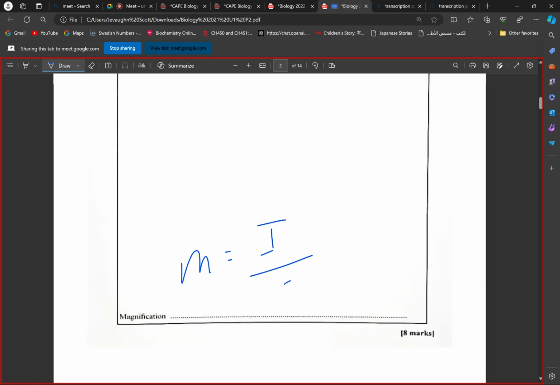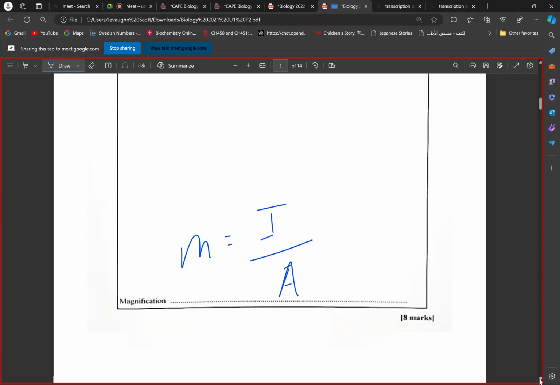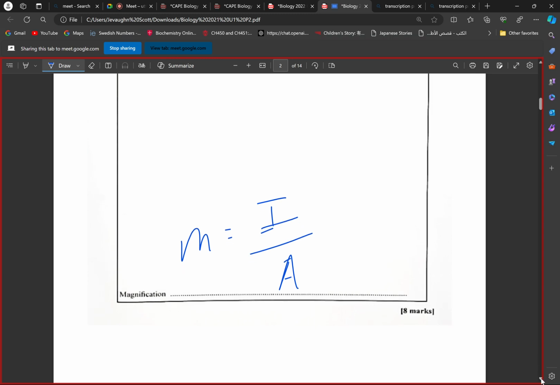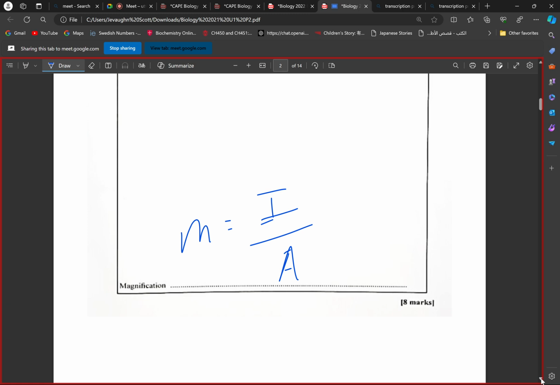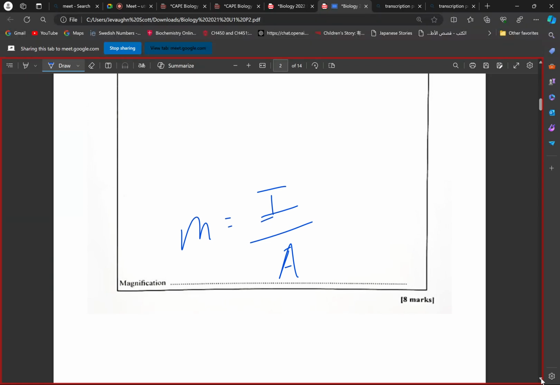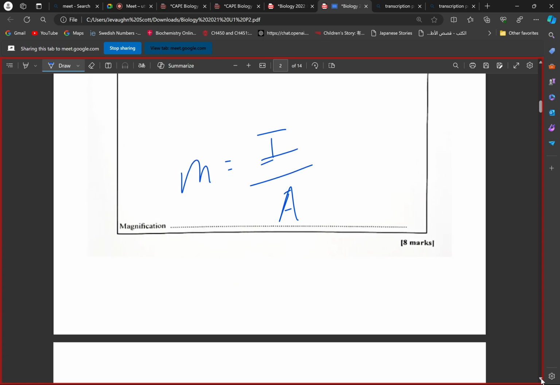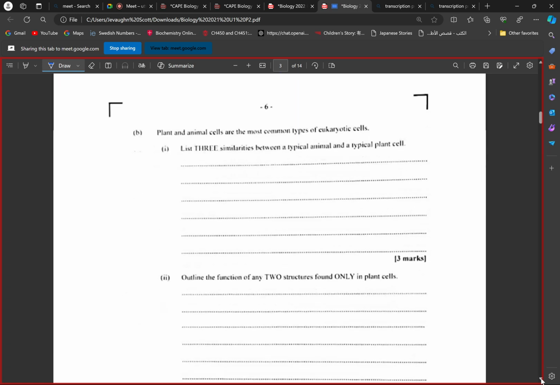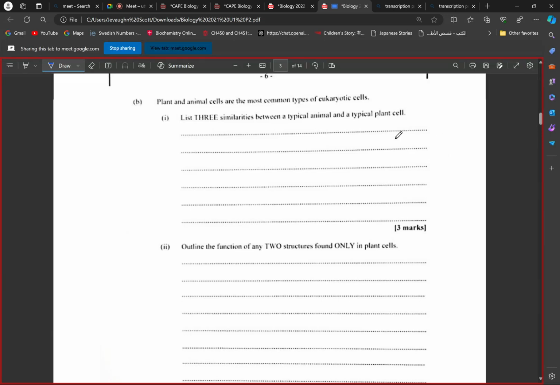So you need to carry, please, I beg, carry rulers into the examinations as well as the calculators, because if they give you a chi-square test, I told you so. The chi-square test is very rare, but notice that it really came up in 2017 and that's it. I don't see any more chi-square tests. But carry a calculator and your ruler so you can have a look at your biological drawings and calculate on your ruler. Alright, so list three similarities between a typical animal and a typical plant cell.